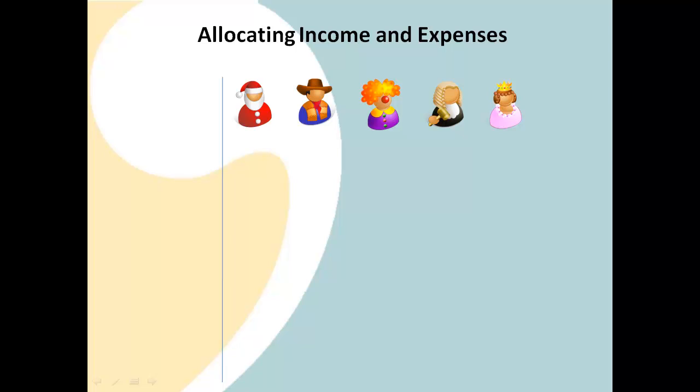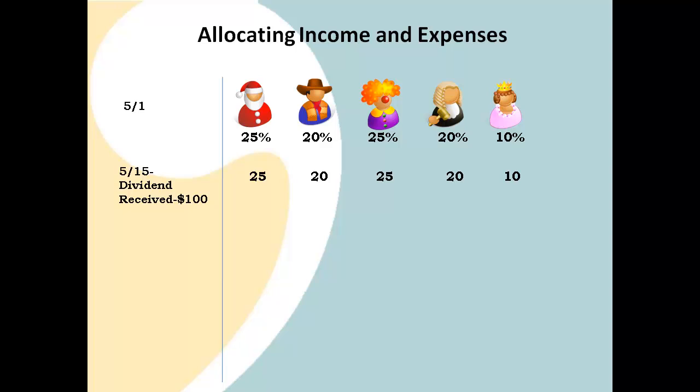Here's an example of how income and expenses might be allocated to members over the course of a month. Suppose on May 1st, these were the percentages each of these club members owned. On May 15th, the club received a dividend for $100. It would be allocated to each person like this. On May 18th, the club had a deductible expense of $100. It would be allocated to everybody like this.